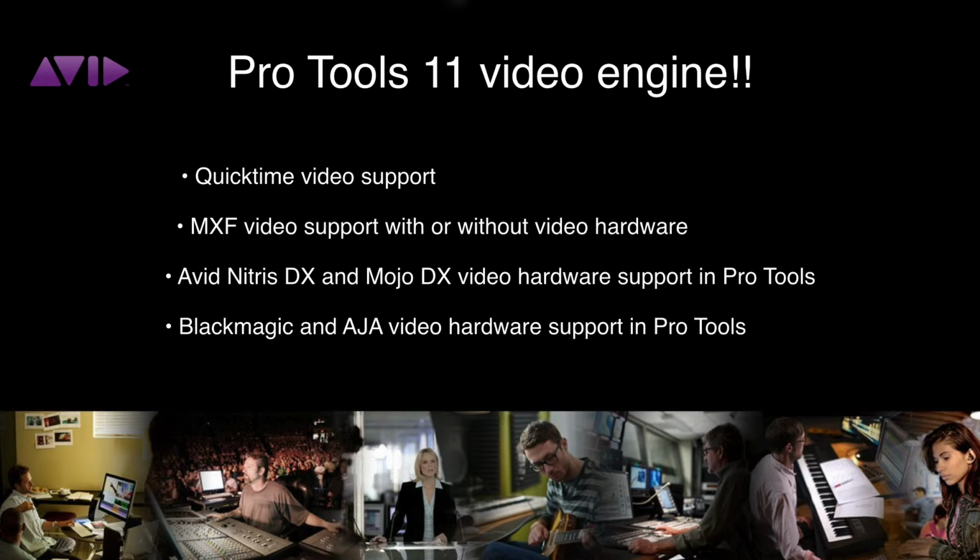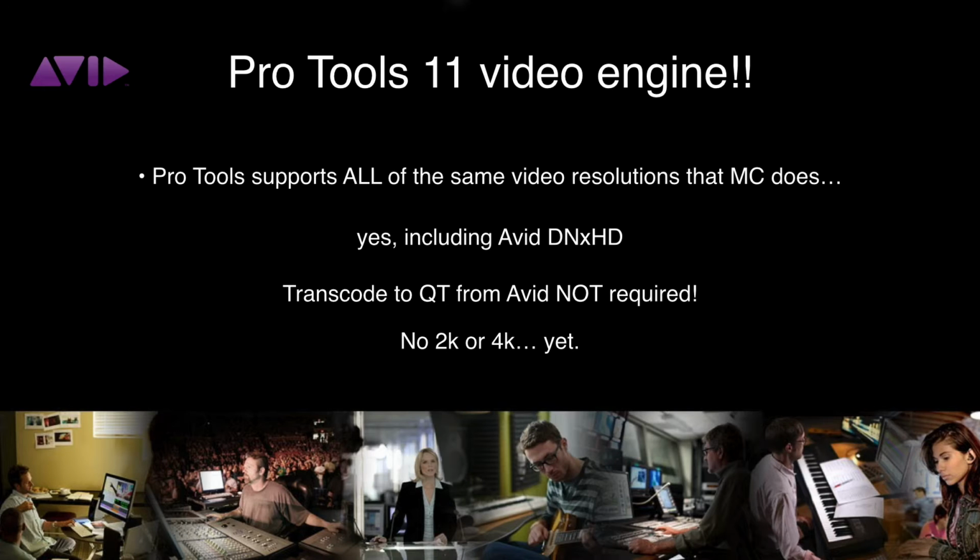No transcoding on export. Of course, we still support QuickTime video, and we do support the Avid Nitris DX and Mojo DX hardware on your Pro Tools system. So if you want to have a high-quality video output on your Pro Tools system, we do support that hardware installed inside the system. We also support, since it's Media Composer, Blackmagic and AJA video hardware on Pro Tools as well. So if you're using Avid Media Composer with any of the Avid hardware, the Blackmagic or AJA, you can also launch Pro Tools on that same system, use the same hardware. It's kind of a unique thing we haven't done before. Long overdue.